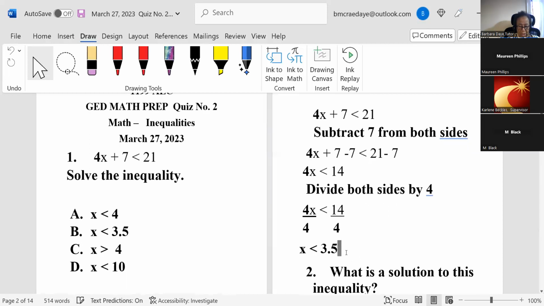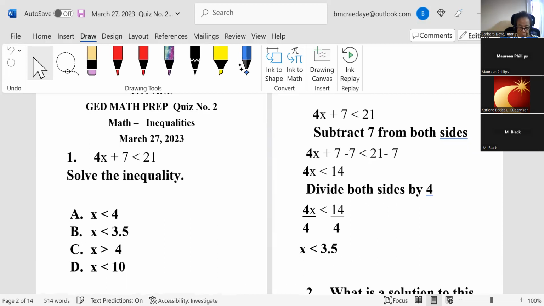Okay. So what is the answer, Maureen? B. Any questions on number 1? Because both of you got different answers. Maureen, you did the wrong operation, and Mercedes, you copied the numbers incorrectly, but she did the right operation.